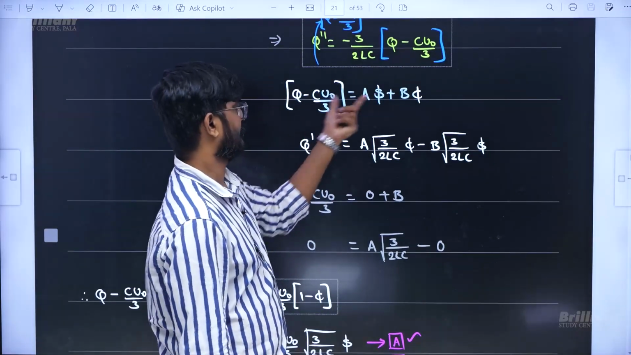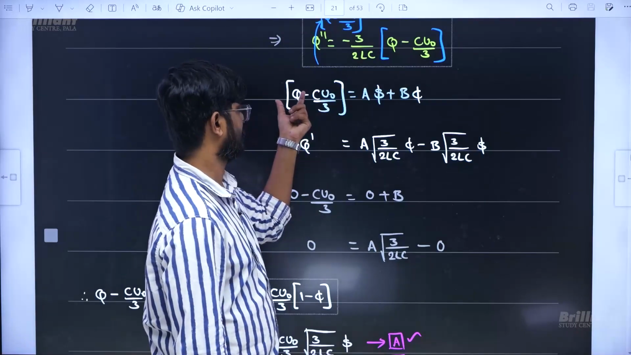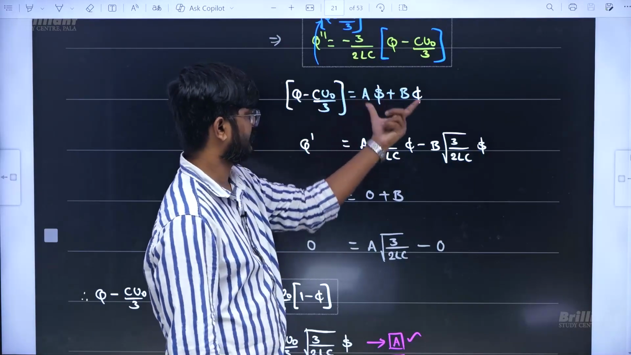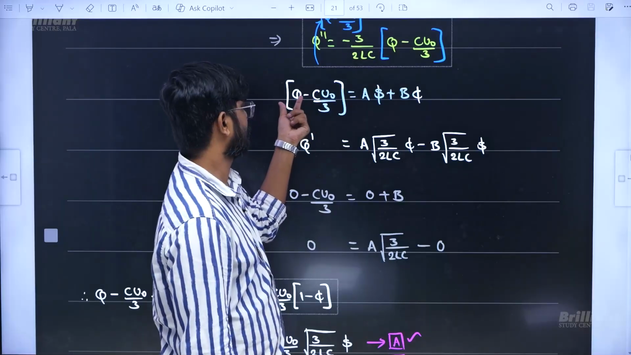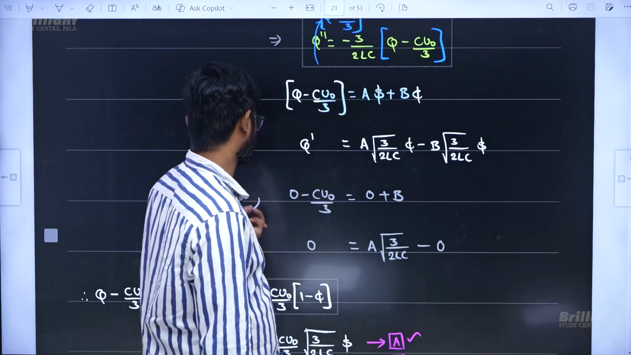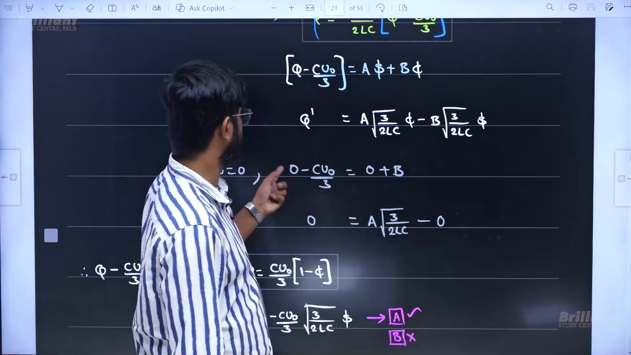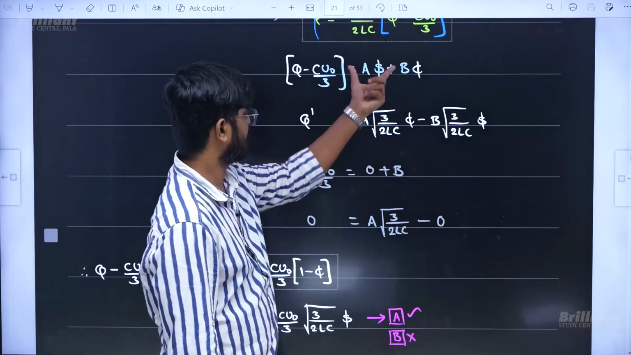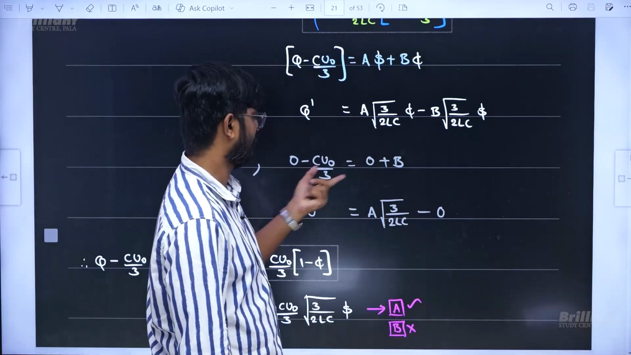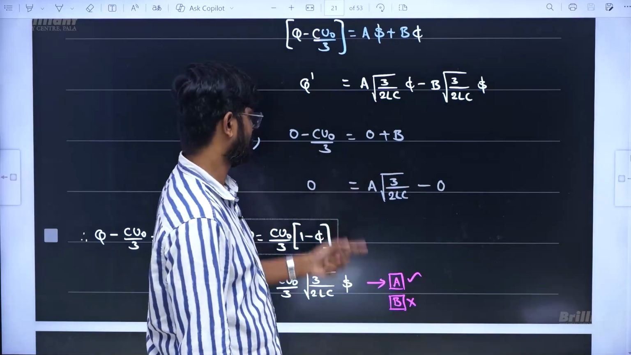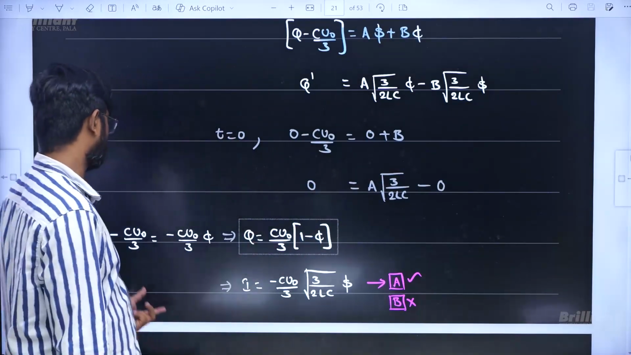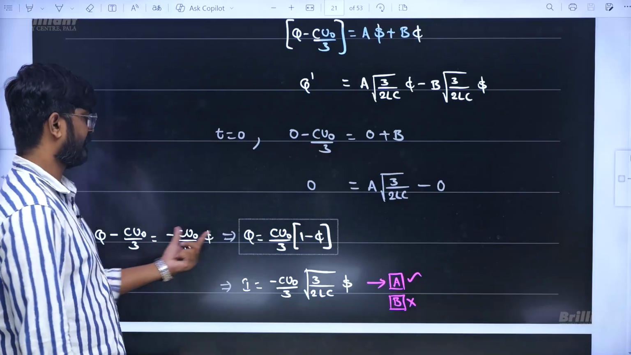Now, we have 2 unknowns, so we need 2 initial conditions. Let me differentiate this also. If I differentiate this, I will be getting this much. Now, I know at t equals 0, q was 0 and q dash was also 0. When I substitute, I will be getting a value and b value. B value is this much, a value is 0. So, when I substitute it back, I will be getting the q value.